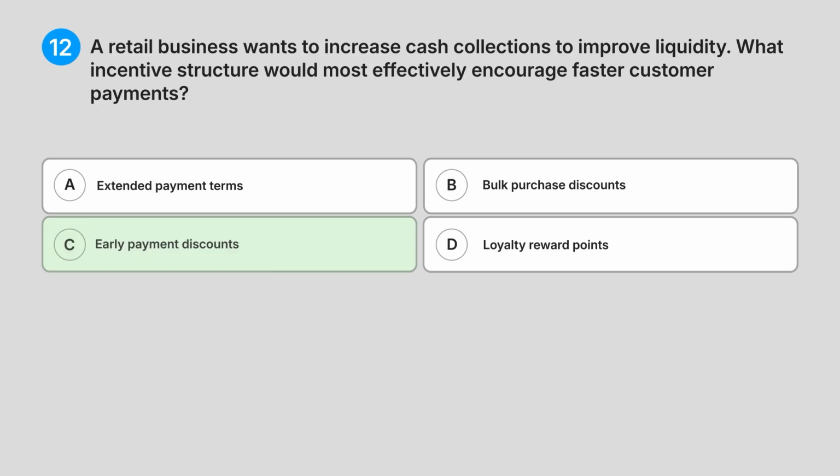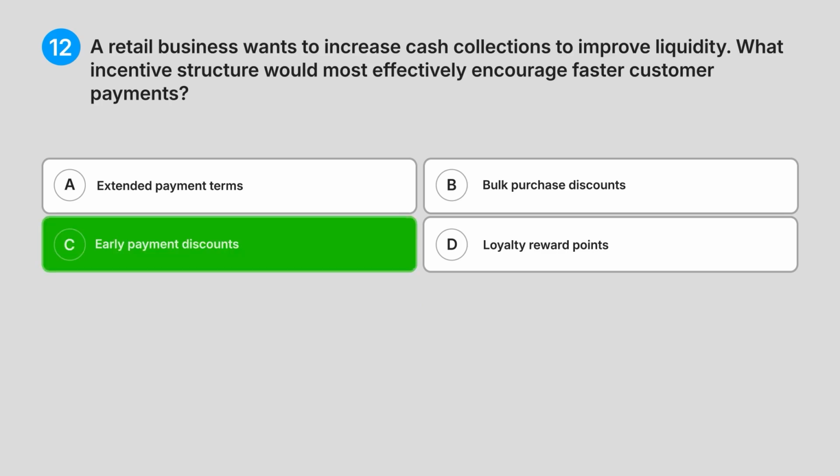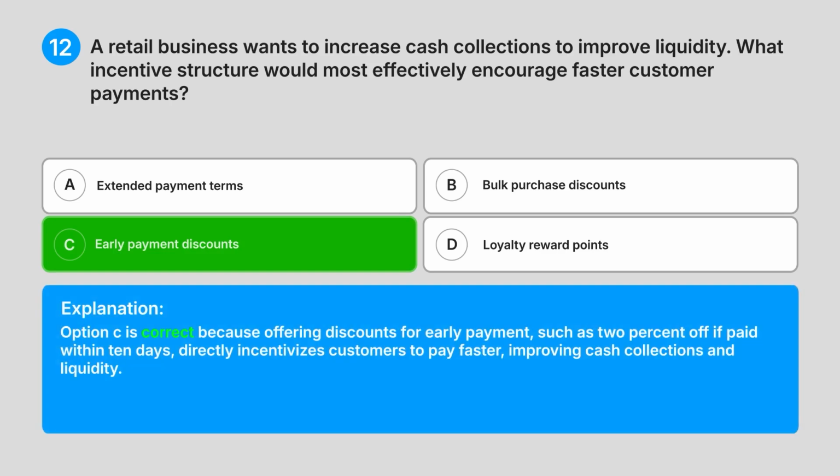Correct answer, C. Early payment discounts. Explanation. Option C is correct because offering discounts for early payment, such as 2% off if paid within 10 days, directly incentivizes customers to pay faster, improving cash collections and liquidity.